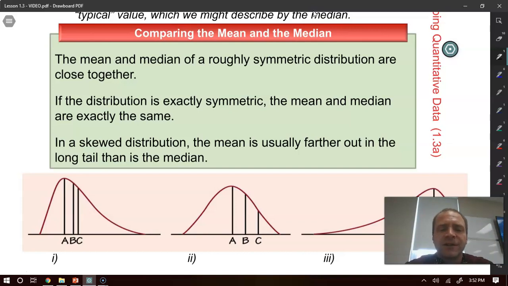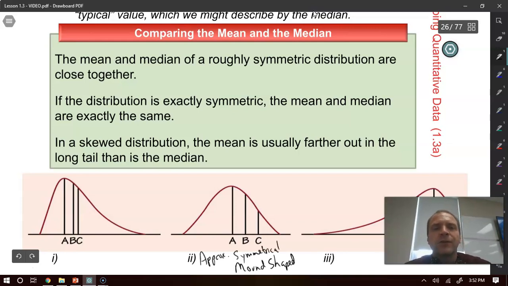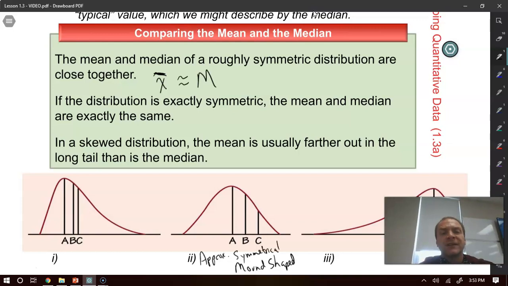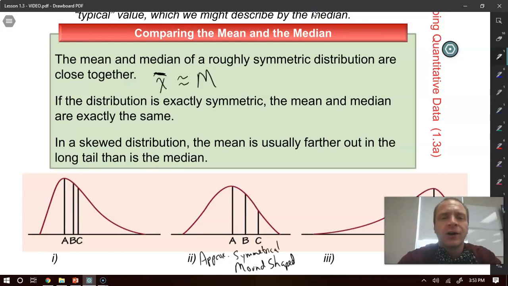We'll call this approximately symmetrical, roughly symmetrical. It's mound shaped. When you have one that is roughly symmetrical, the mean X bar is roughly the same as the median. They're going to be close together in that case. If the distribution is exactly, perfectly symmetrical, then the mean and the median are exactly the same: X bar equals your median. If I'm looking at the one in the middle there, I'm going to call that roughly symmetrical. I can't prove it's perfectly symmetrical, so I'm going to call it roughly.